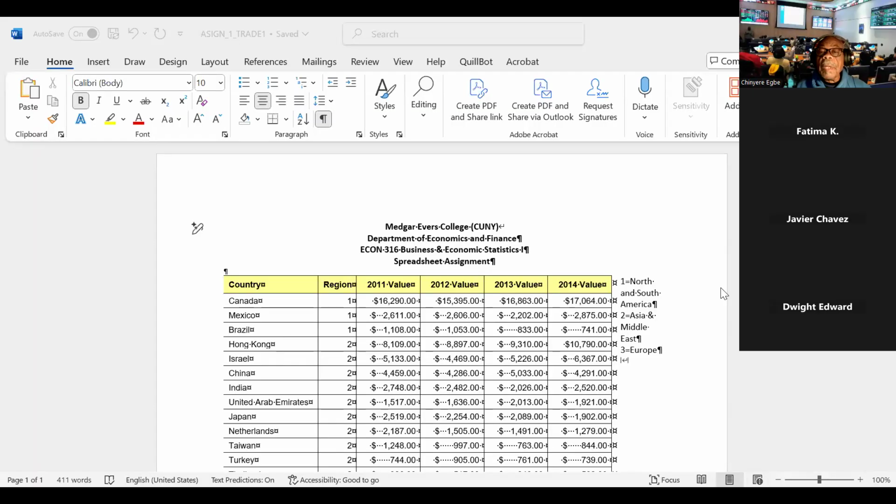Okay, now are you seeing my screen now with the table? Yes, we are. Okay, all right. Thank you very much. I'm going to figure out what my friend just said.